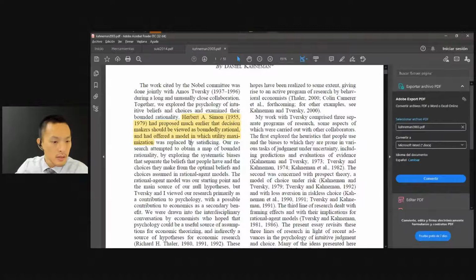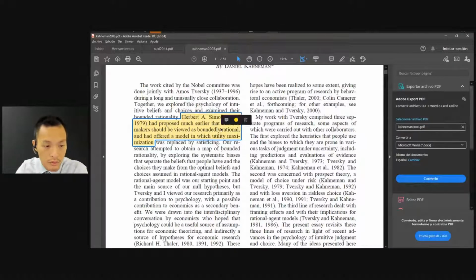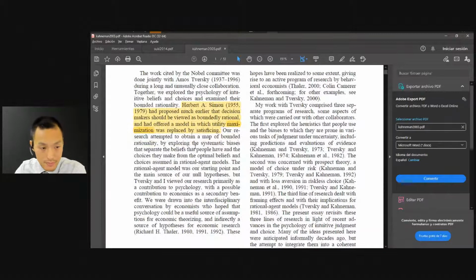Okay. So right off the bat, he's saying, well, even back in 1955 to 1979, Herbert Simon has said that people are boundedly rational, right? And the way to think about how people make a decision is to think about this utility maximization, whatever the hell that means. Because at this point, you're not an economist, right? So you probably don't know what it is. But if you are an economist, you go, oh, okay, so utility maximization is something that you're familiar with, right?